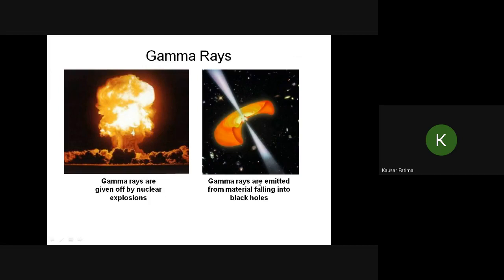We use them for different purposes, but for the cure of cancer and for detecting faults in machinery, we use X-rays. And gamma rays are also emitted from materials falling into a black hole. This is another source, but on the earth, this is due to the nuclear reactions which are carried out in the nuclear reactor.